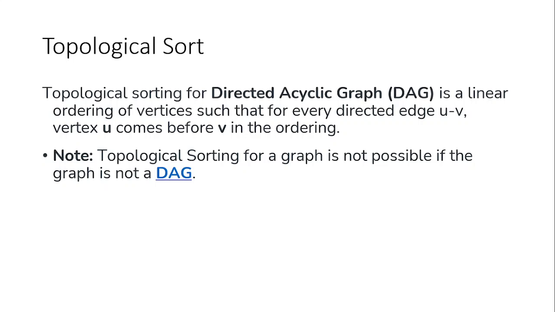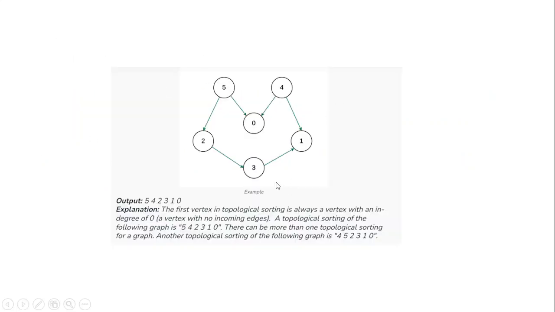Topological sorting is possible only for DAGs. DAGs are directed acyclic graphs. So consider if this is one of the graphs. I take 5.